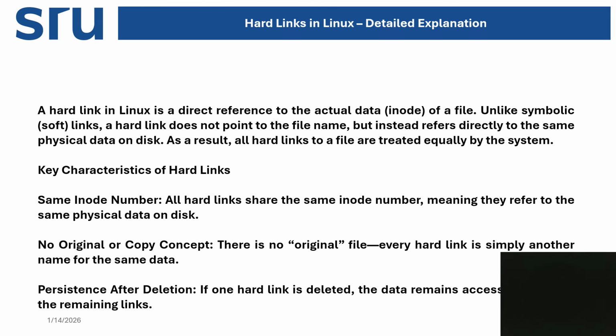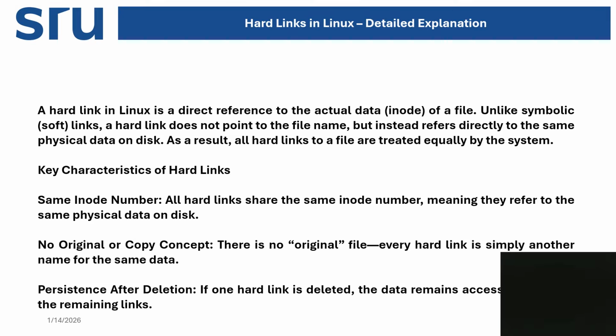A hard link does not point to the file name, but instead refers directly to the same physical data on the disk. As a result, all hard links to a file are treated equally by the system. Suppose some 10 hard links are there. All 10 hard links point to the same data itself. Okay, what are the key characteristics of hard links?